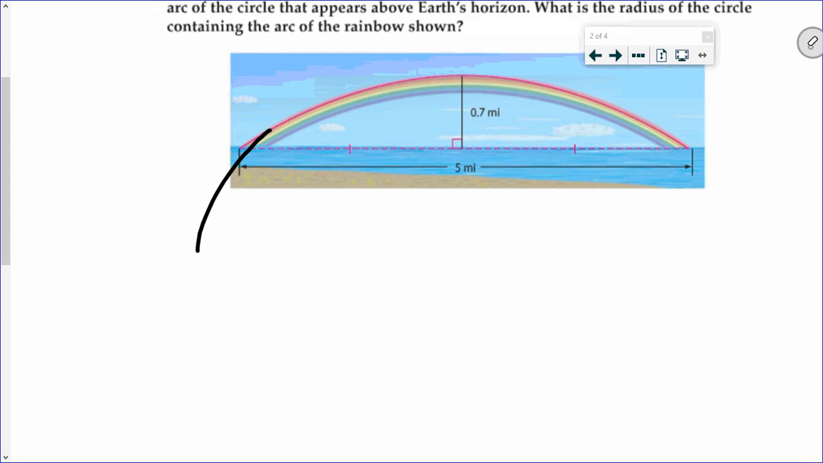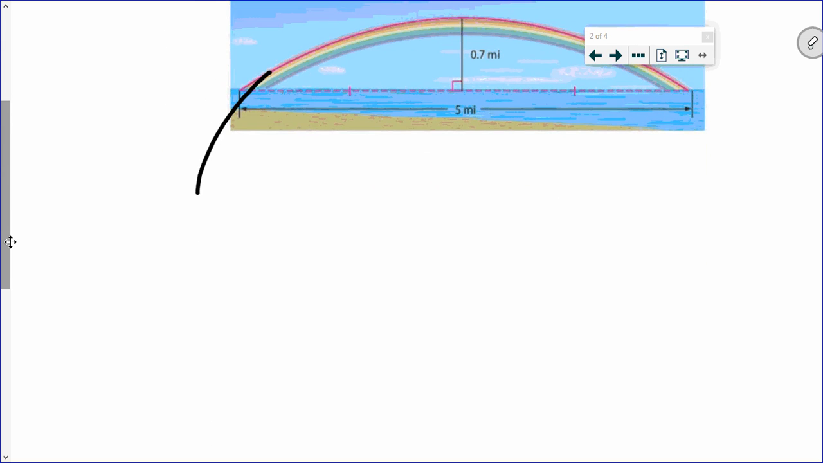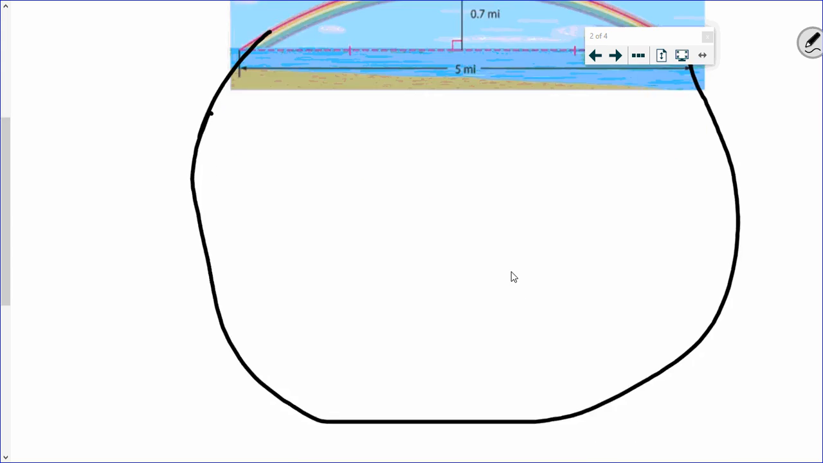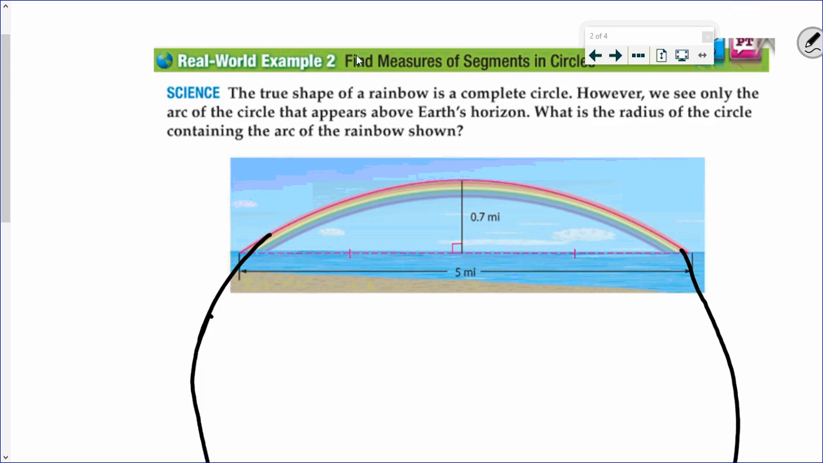Of course, the dimensions here are going to be a little weird, but we'll do our best to make a full circle. Kind of get cut off here at the bottom just because of the shape of my board. So let's say that's a circle there. However, we only see the arc of the circle that appears above Earth's horizon. Of course, we only see the rainbow part, that top arc. What is the radius of the circle containing the arc of the rainbow shown?